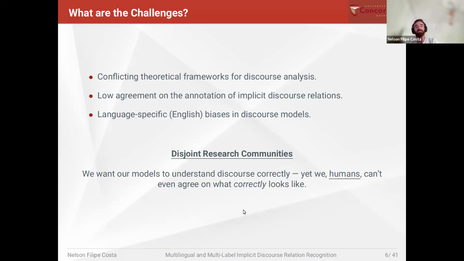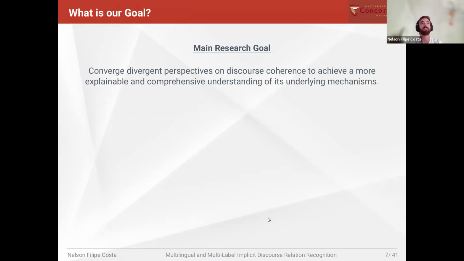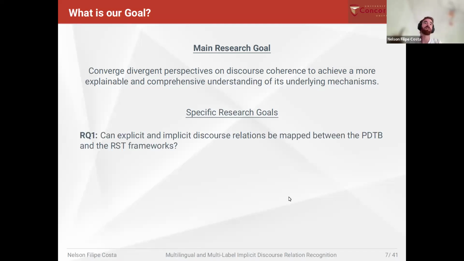And then this leads to the overall problem that motivates my thesis: we want our models to understand discourse correctly, yet we humans can't even agree on what correctly looks like. So this is the main motivation for my thesis. I want to converge divergent perspectives on discourse coherence to achieve a more explainable and comprehensible understanding of its underlying mechanisms. I broke my main research goal into three specific research goals.